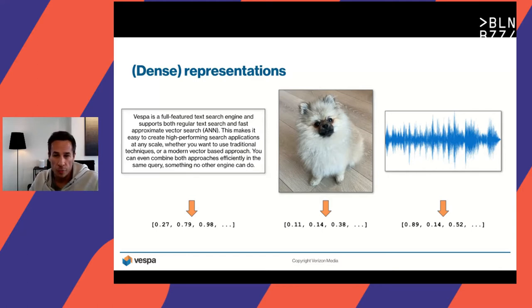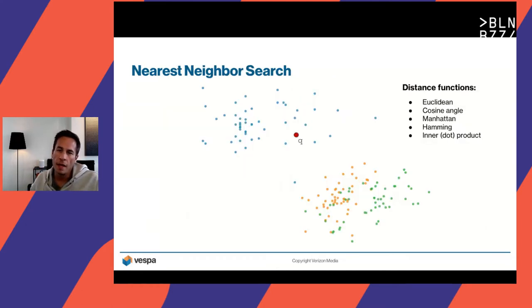But anyway, these representations that we generate in some way map objects into some high dimensional space. This allows us to find or search for nearest neighbors, for instance, to some query points. The nearest neighbors are measured by some distance function, such as geometric distance or Euclidean distance. We have cosine angles, which work well for sparse representations of particularly texts. Manhattan distance, Hamming distance when working on bit vectors and so on.